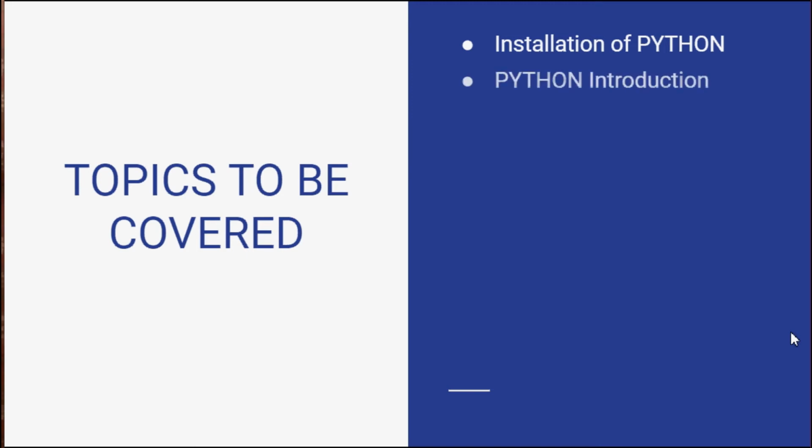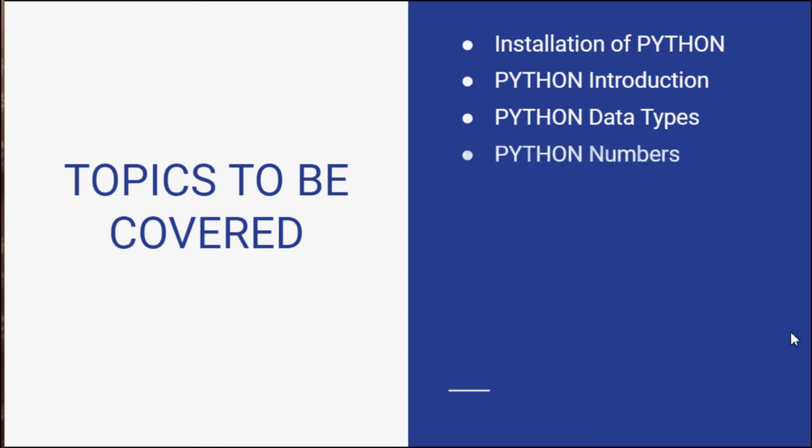Next, we are going to discuss the Python introduction, very briefly, what Python actually is. Then we are going to discuss the various data types available in Python, which include strings and numbers. Then we will discuss each and every data type in detail with the help of examples. In this course, we are focusing more on examples rather than theory. First of all, we will discuss numbers, and how we can deal with them.